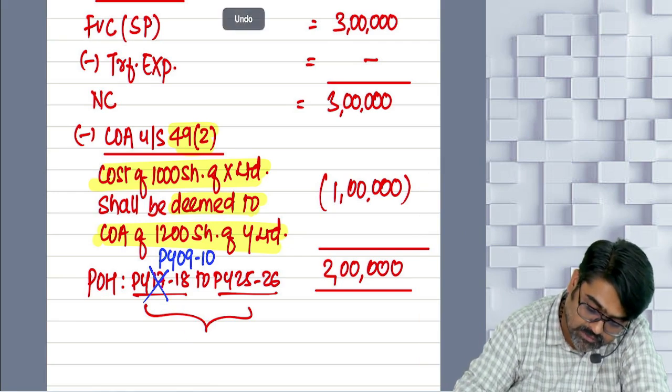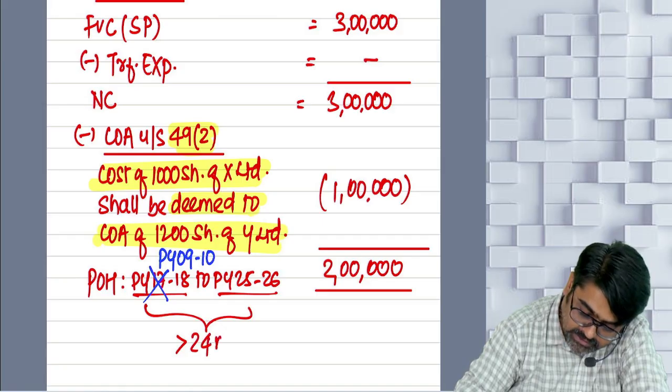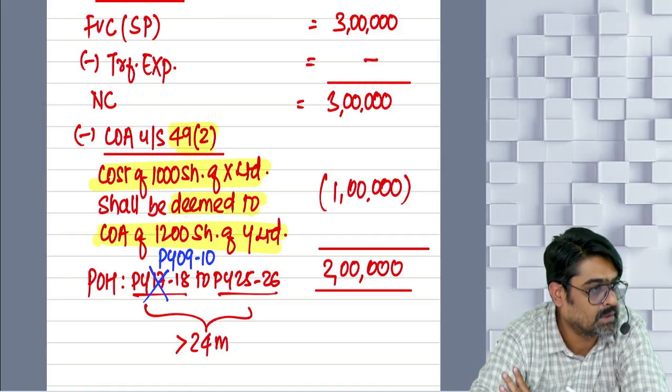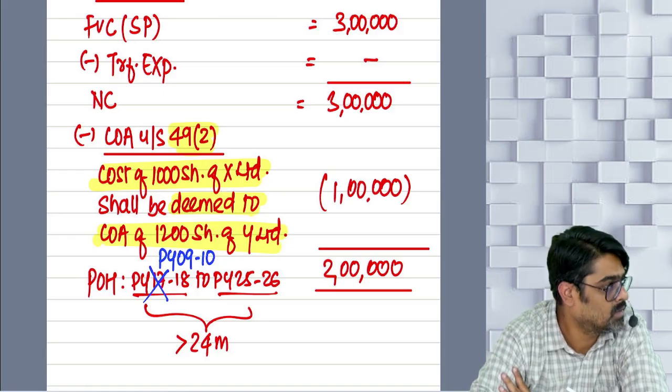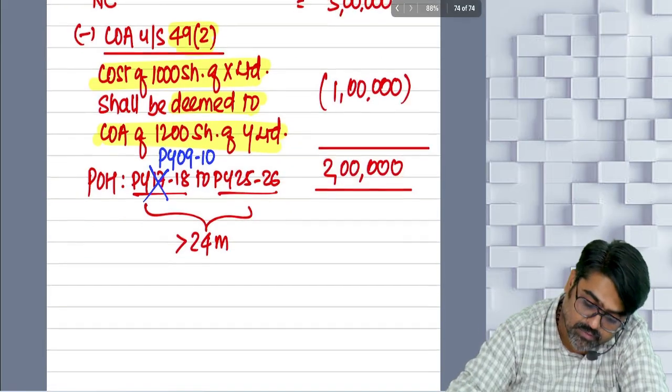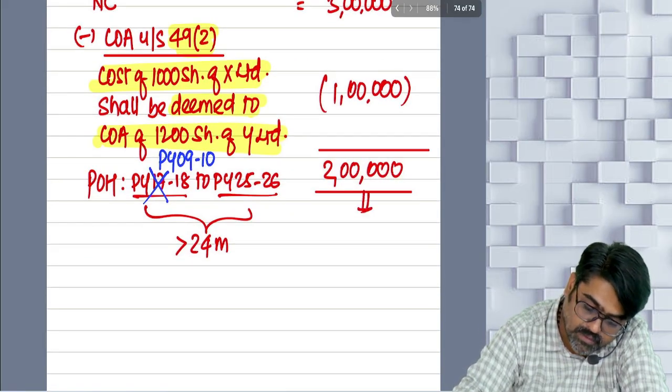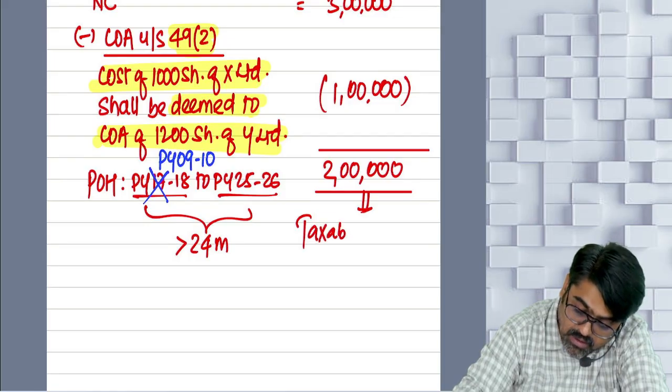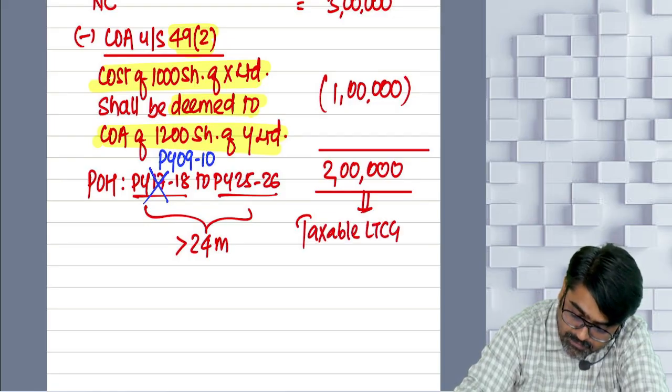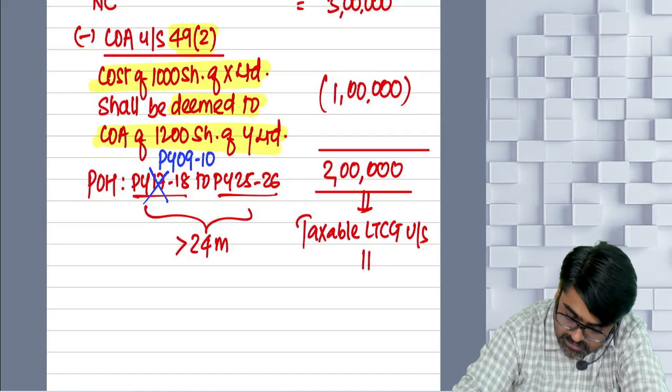why 24 months? Because nothing is mentioned, shares are unlisted. And if the shares are unlisted, you check 24 months. Yes or no? Therefore, the capital gain is what? Taxable long-term capital gain under section 112.